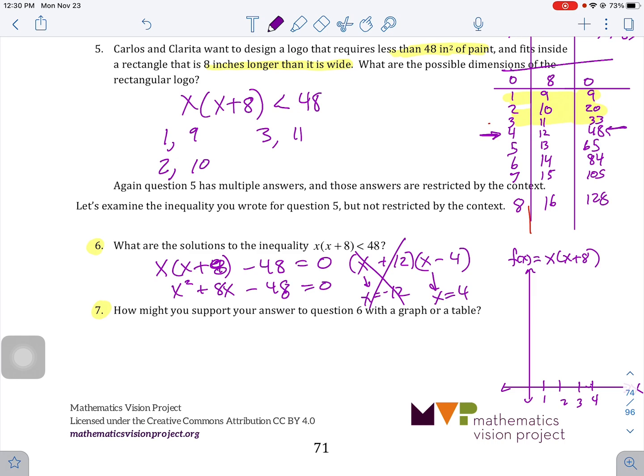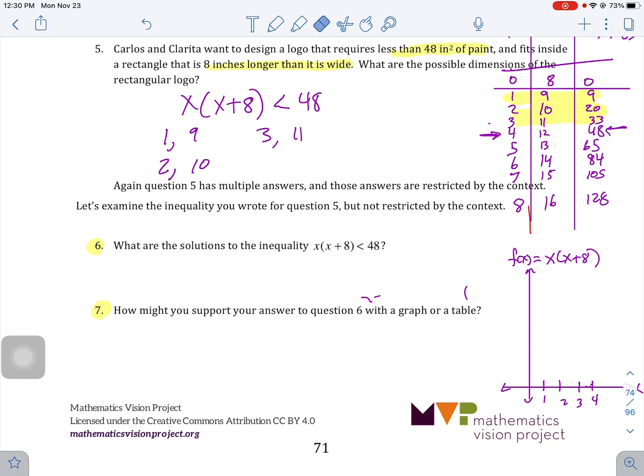So the solutions, looking up here, let me erase this, the solutions are going to be where x has to be greater than 0, and it has to be less than 4, and that's because at 4 it's equal to 48.